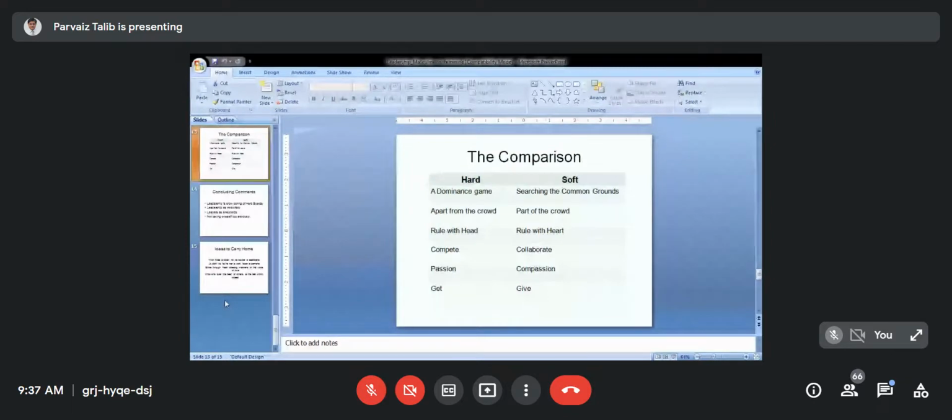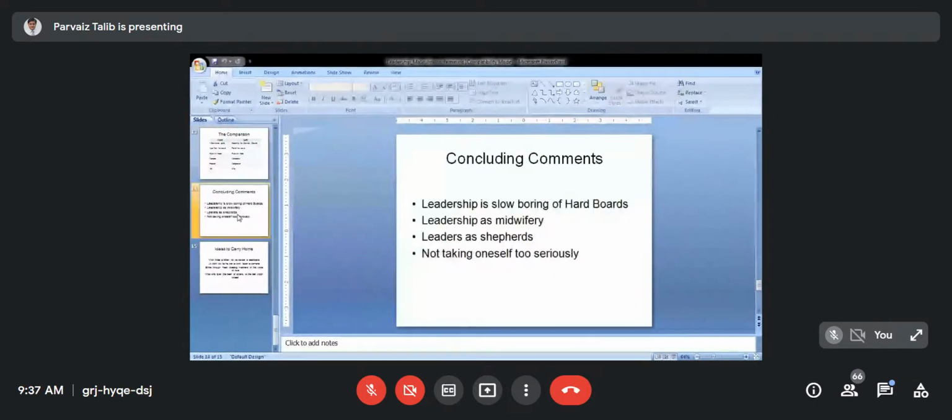So my concluding comment on this issue would be, in fact, I got this quote from Aristotle. He said, leadership is slow boring of hard boards. देखिए, हथौड़ा चला देना जो है लीडरशिप नहीं. A leader is one who gradually drills slowly, consistently, and then only he is able to make a hole in those hard boards.